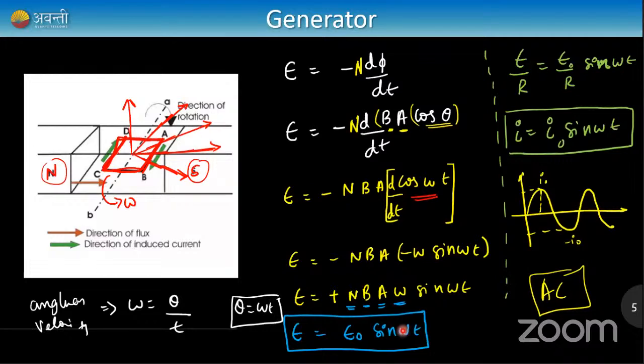If I divide this whole equation by resistance R, I get current I is equal to I naught sine omega t. And this is an alternating current because it's a function of sine. Sine varies like a wave. Therefore, current also varies like a wave, and this is called alternating current. From this point, I'm supposed to start a new chapter called AC current. But we'll see which chapter we're going to start. I'll tell you later.